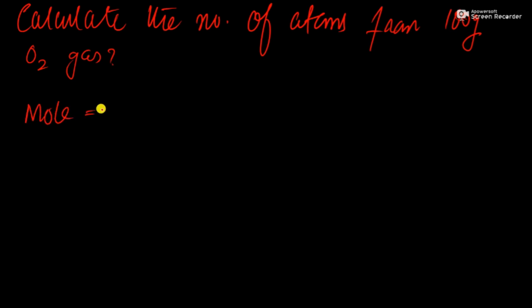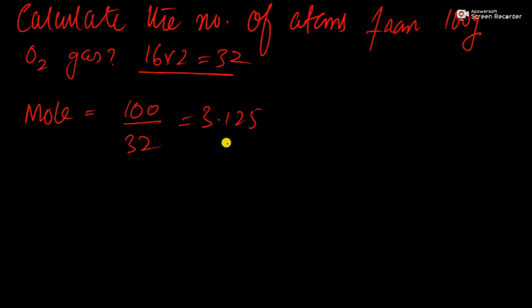Okay, and we know that we have 100 gram, that is mass. We can divide it by the molar mass of oxygen, which is 32, since 16 into 2 gives you 1 mole mass of oxygen as 32. If you divide 100 by 32, you will get 3.125. These are moles of oxygen in 100 grams.